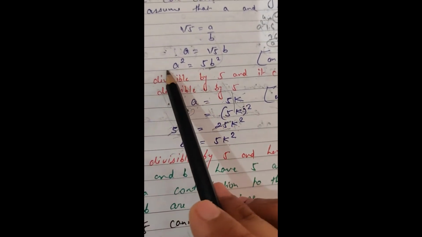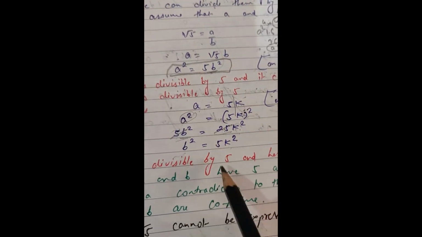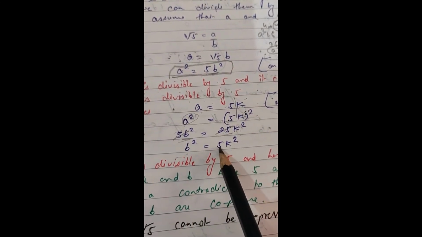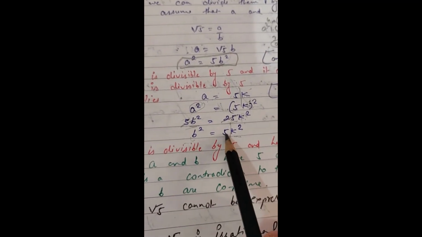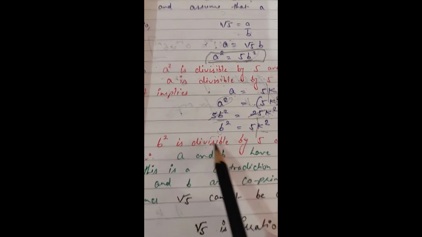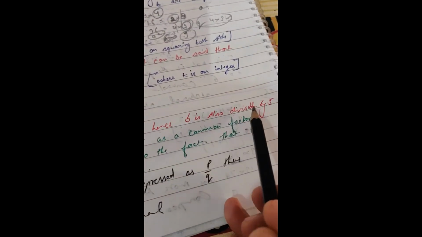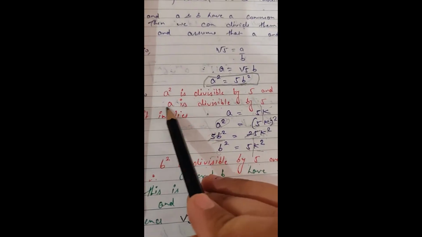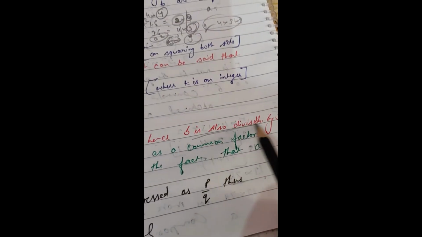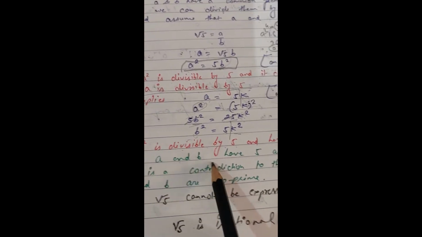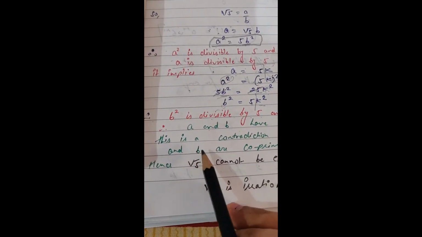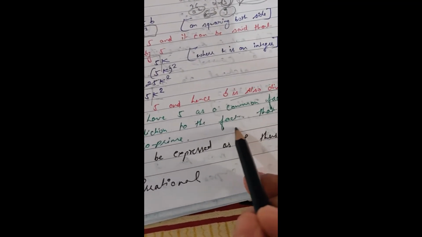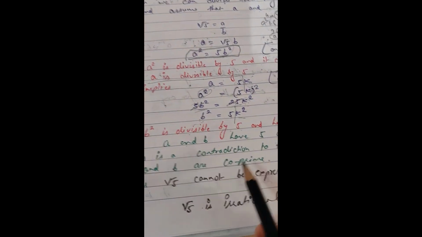Now check, as we have understood earlier, again if b square is being divided by 5, leaving the quotient as k square, that means b is also divisible by 5. Therefore if b square is divisible by 5, hence b is also divisible by 5. Now you can see, a was divisible by 5, b is also divisible by 5. Therefore a and b have 5 as a common factor, and this is a contradiction to the fact that a and b are co-prime. A and b should be co-prime.